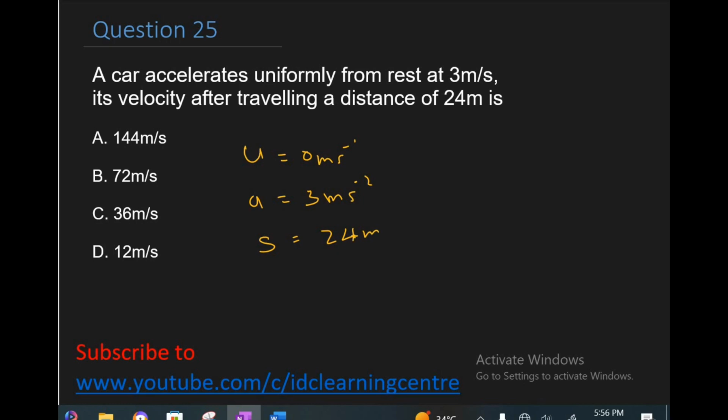So what's the formula we're going to use here? The formula that is going to be okay with this question is from our equations of motion. We have the third formula as v squared equals u squared plus 2as. So this is the formula we're going to be using. Substituting, your u is 0, plus 2 multiplied by acceleration, which is 3, multiplied by your distance, which is 24. So your v squared is going to be equal to, when you multiply all of these, 144.